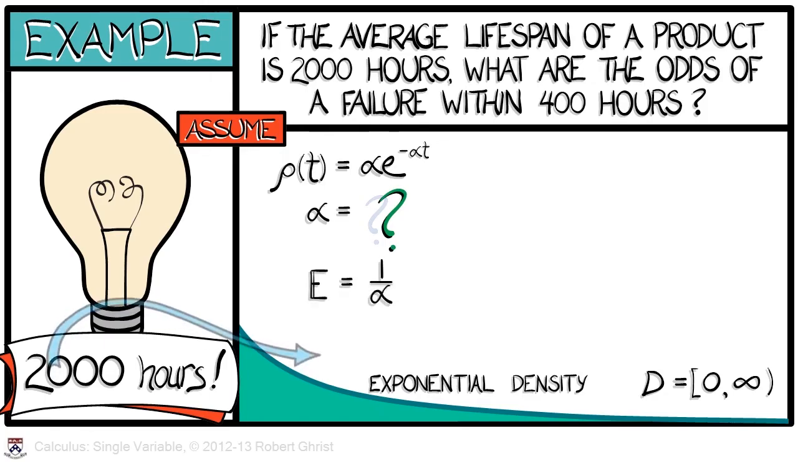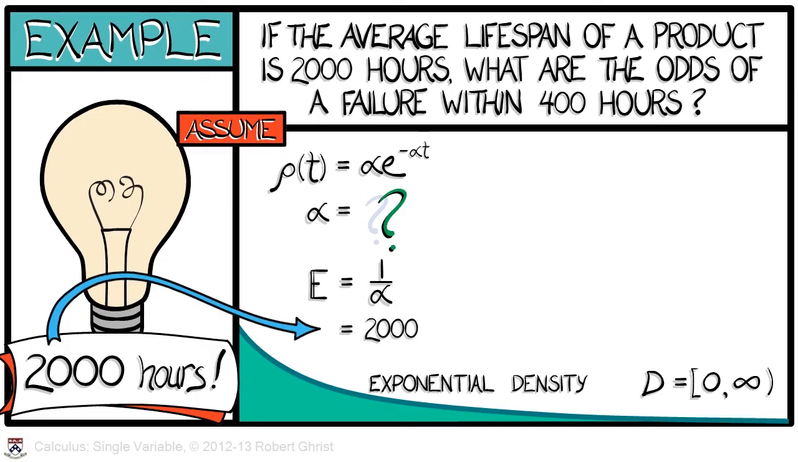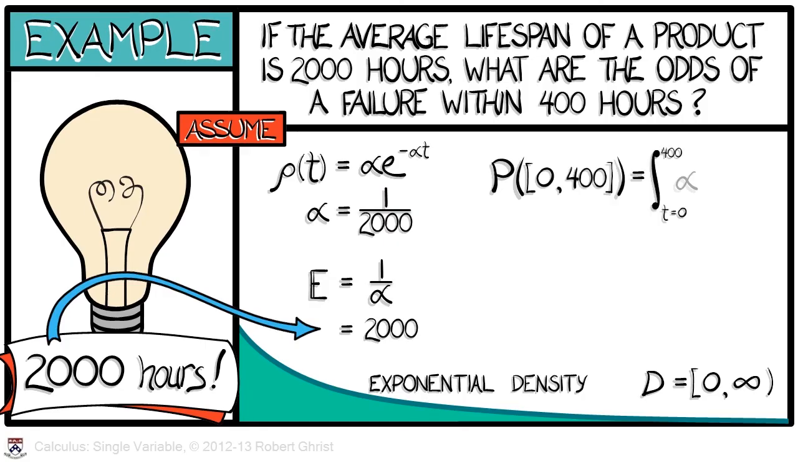Well, knowing that the expected value is 2,000 hours, and knowing that that expectation is 1 over alpha for an exponential PDF, what can we say? Well, we know that alpha is 1 over 2,000. And to compute the probability of failure within 400 hours, we want the probability of landing in the interval from 0 to 400. That is simply the integral of alpha e to the minus alpha t dt as t goes from 0 to 400. Now that integral is easy enough.